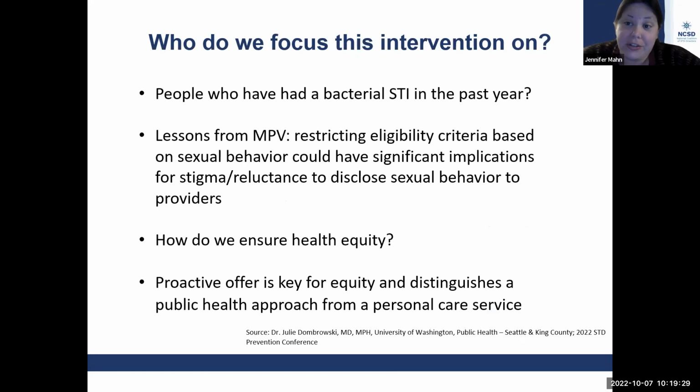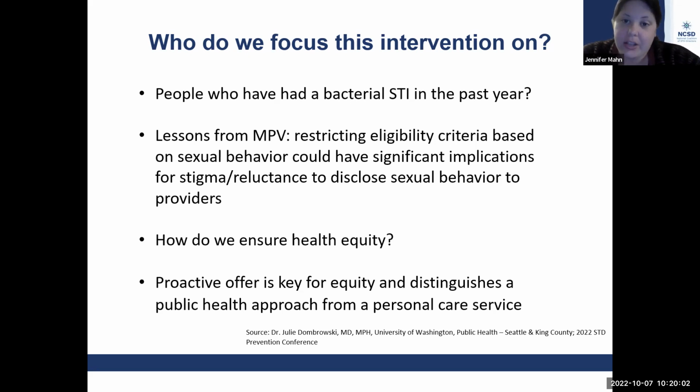Who do we focus this intervention on, right? We want to stay away from that word risk, as we discussed previously. Is this open to people who've had a bacterial STI in the past year? Is this open to people who are having certain kinds of sex? What does this look like? And how do we establish the most equitable program possible? And so I really want to highlight that we've learned a lot from MPV and the vaccine dissemination guidelines and how that went.